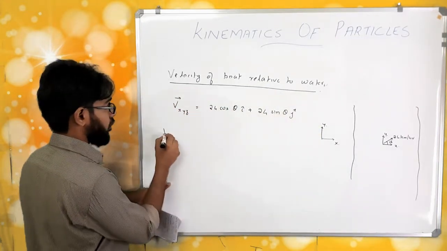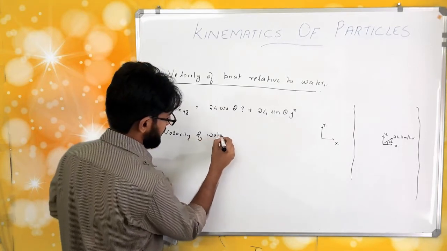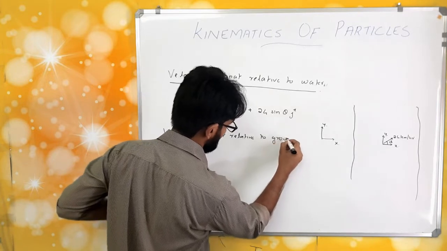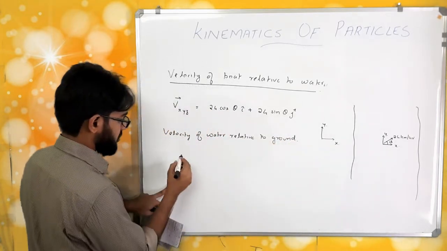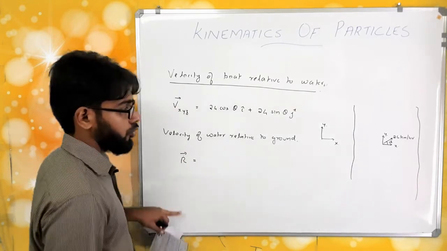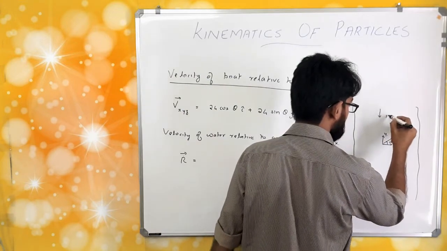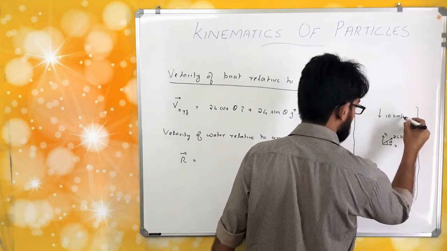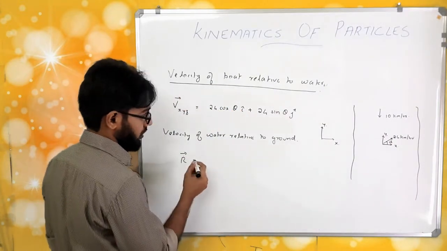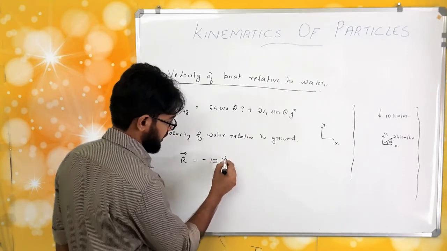Now velocity of water relative to ground, which is r dot vector. Now if you see in the figure, it is shown that the flow of water is in this corresponding direction. So my vector r dot vector will be equal to minus 10 j cap.